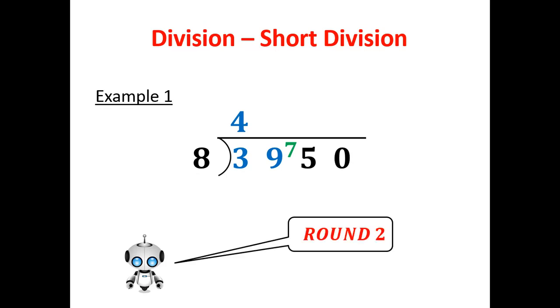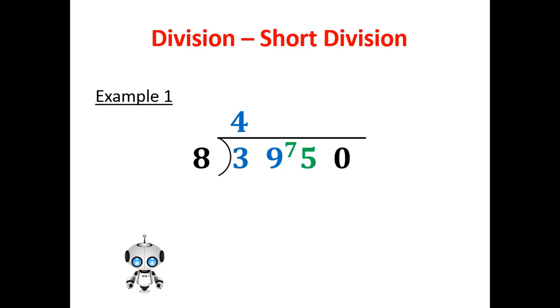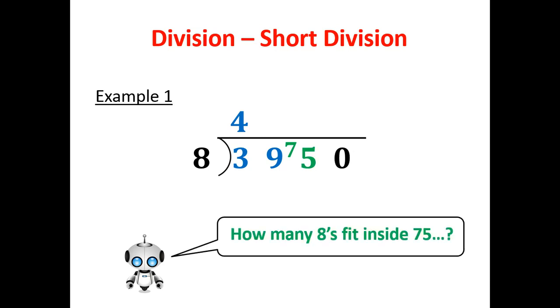So round 2. We're now going to look at the 75, and we're going to say how many 8s fit inside 75. Well, let's count up in 8s again. 8, 16, 24, 32, 40, 48, 56, 64, 72. I'm not going to go over 75 this time. So 1, 2, 3, 4, 5, 6, 7, 8, 9. 9 8s are 72. So we're going to pop a 9 there.